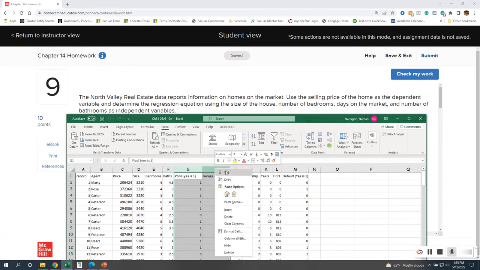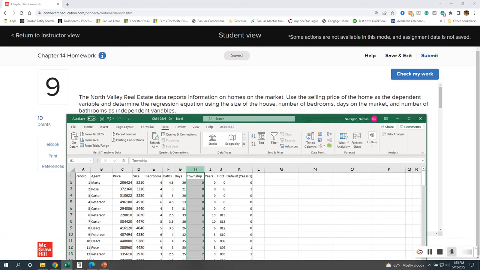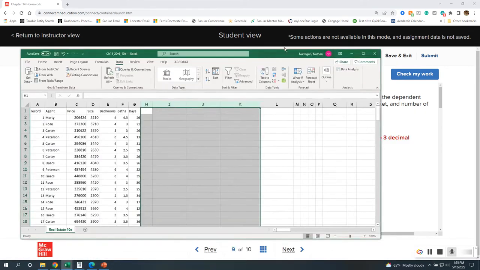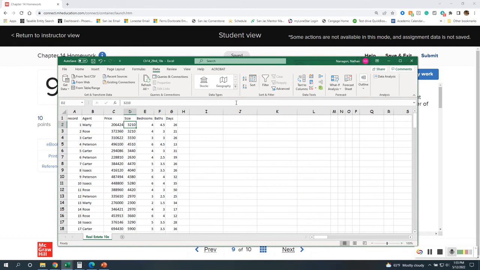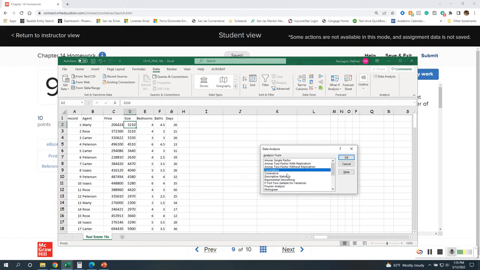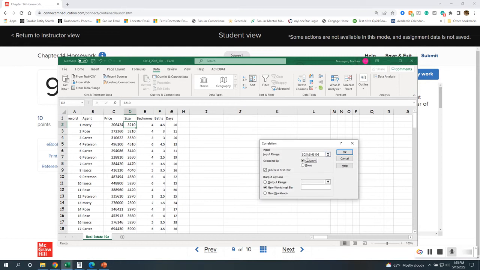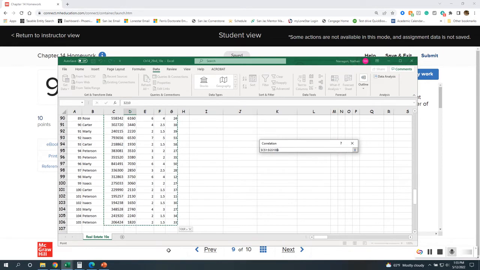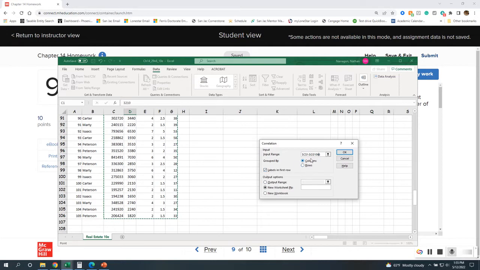So all this, we're going to go ahead and delete out. We don't need it. We just need the days. And the rest we don't need. Okay. So, in order to do a correlation matrix, since we're doing a lot, we're going to go ahead and do it. So data analysis, make sure you select correlation, hit OK. Then we're going to highlight all of our data. Make sure it says group by columns. And then make sure this is checked: labels in the first row.